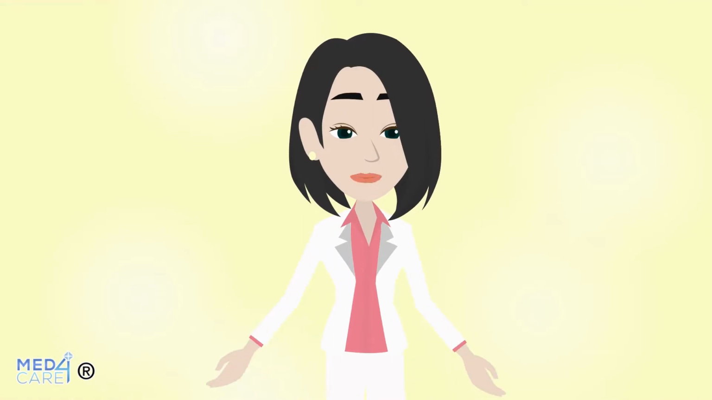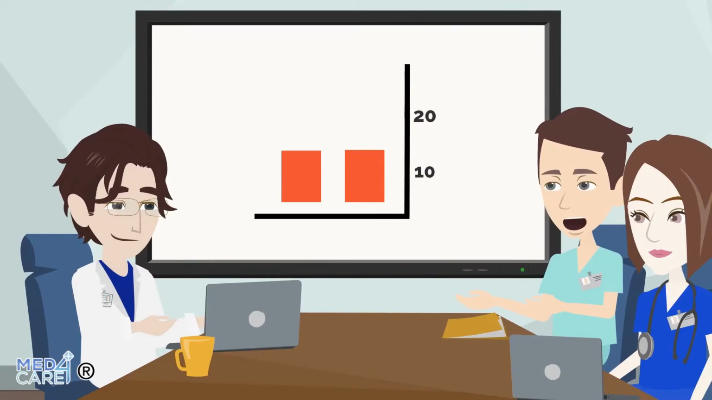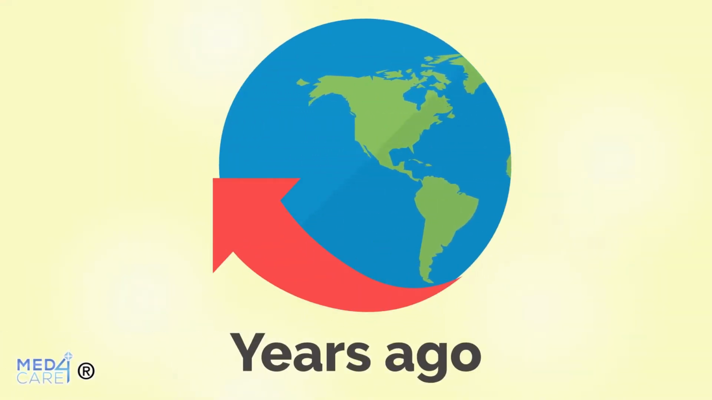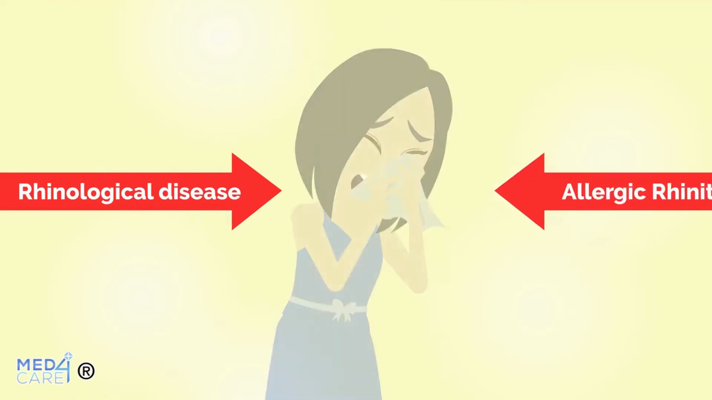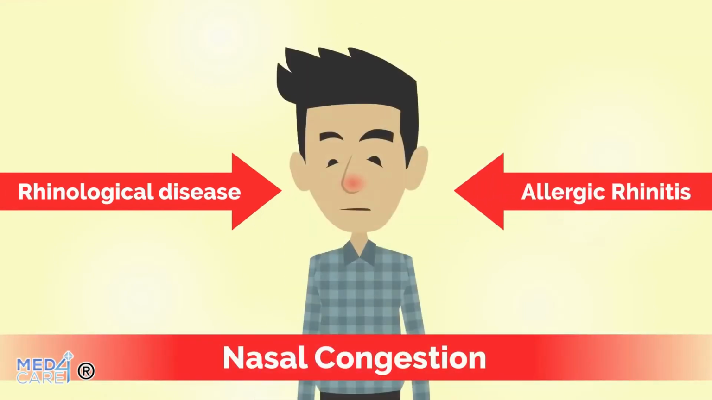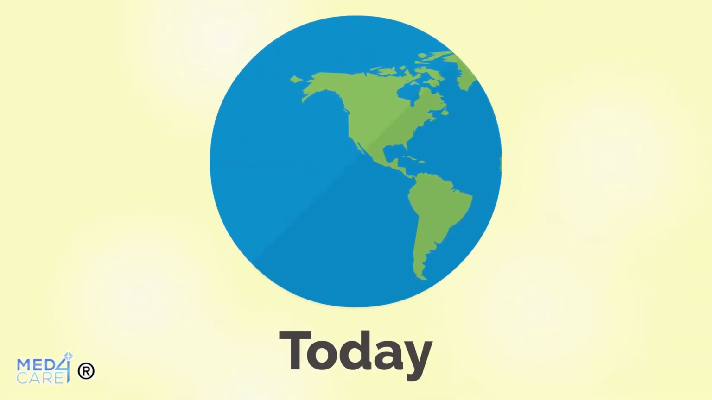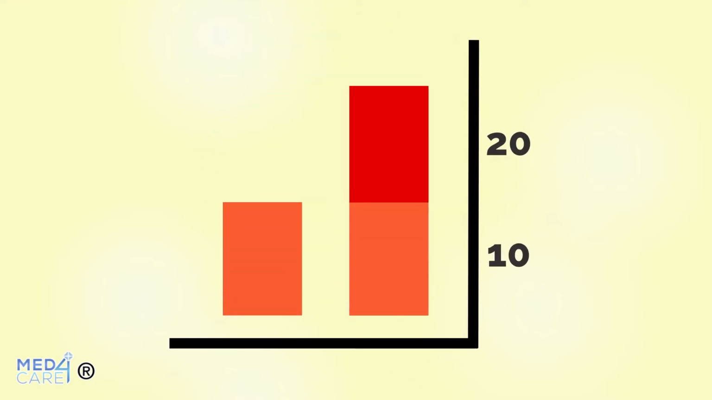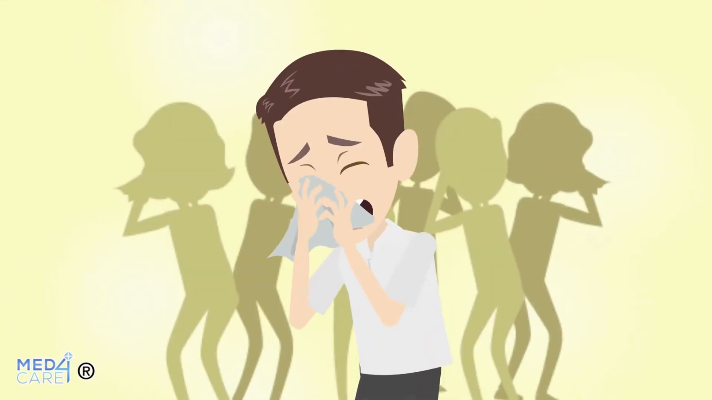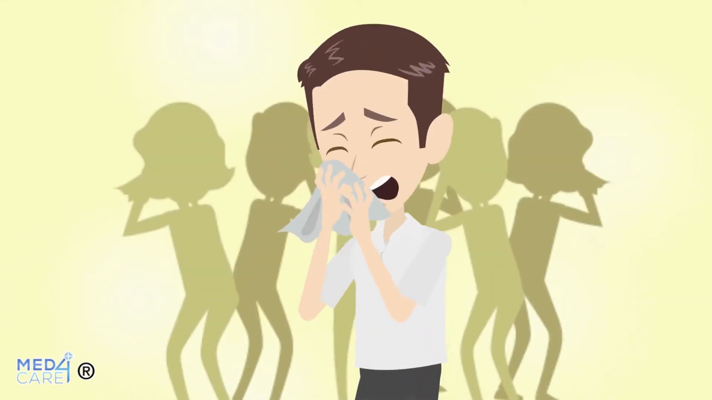Well, after defining nasal congestion, let's talk a little about its spread. Specifically, most of the studies on nasal congestion have been conducted in patients in whom a rhinological disease condition has been ascertained, such as allergic rhinitis, of which nasal congestion is an almost constant symptom. For this reason, it is estimated that the current prevalence of allergic rhinitis in the world population is about 10% to 20%, almost double compared to previous decades, probably due to the increase in diagnoses due to greater awareness on the part of patients.